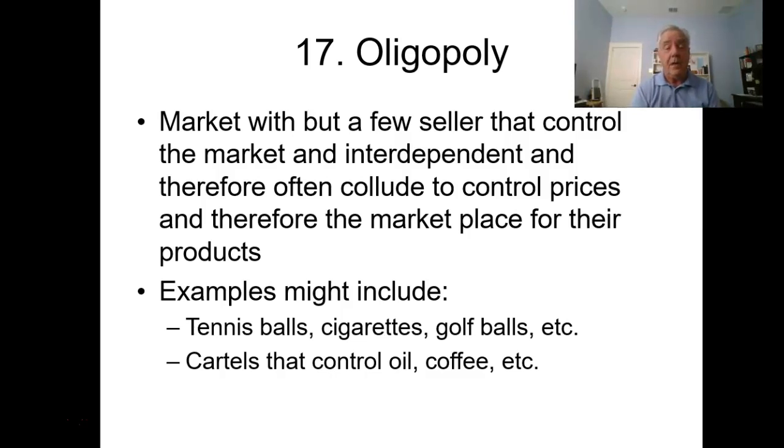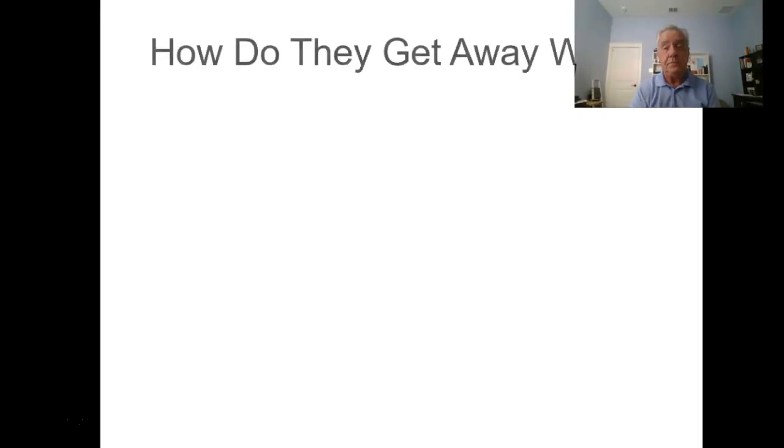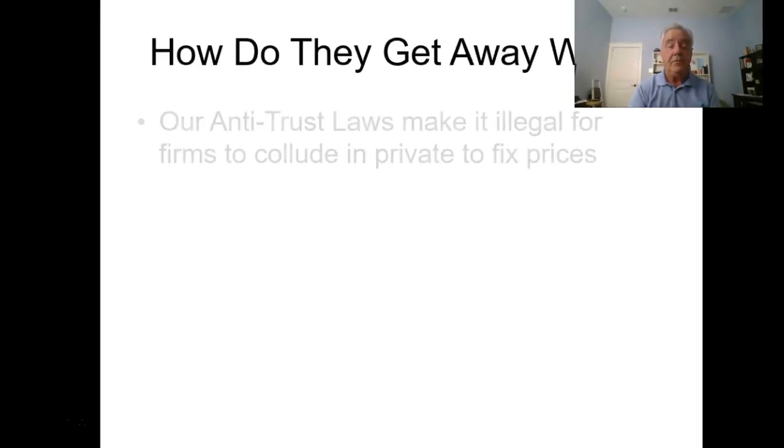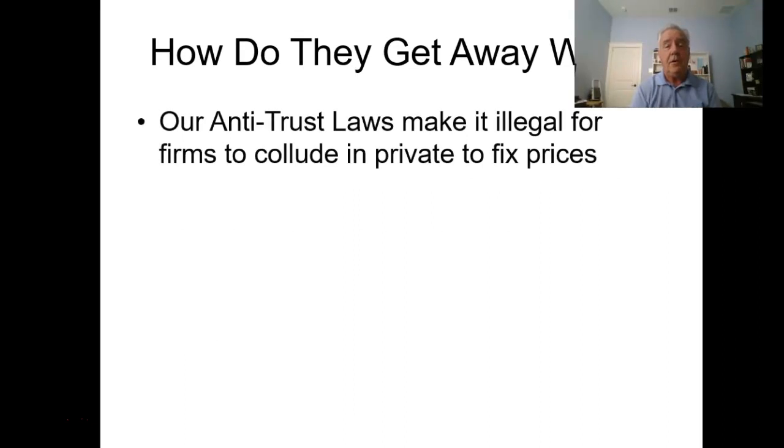Anyway, those are kind of examples of what we're talking about with an oligopoly. Now, how do they get away with it? Antitrust laws make it illegal for firms to collude or to fix prices in private. The key word here is private, okay?